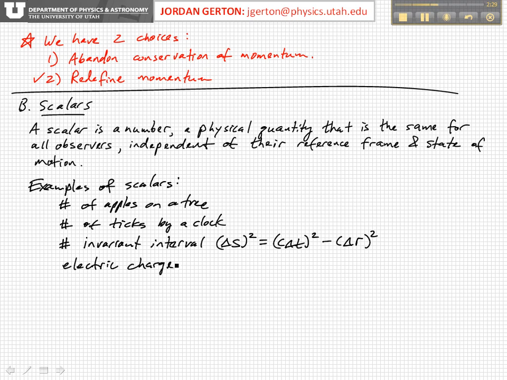And also something pretty important is the proper time between two events, if the proper time exists. Of course, we've discussed already how the proper time only exists between two events if those two events are separated by a time-like interval. So only if delta S squared is positive.